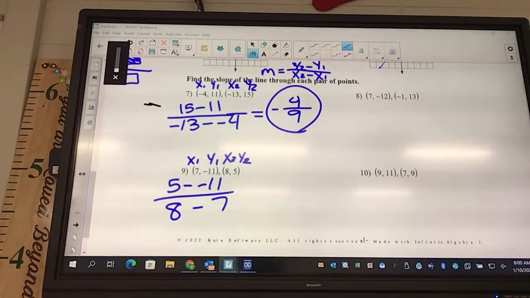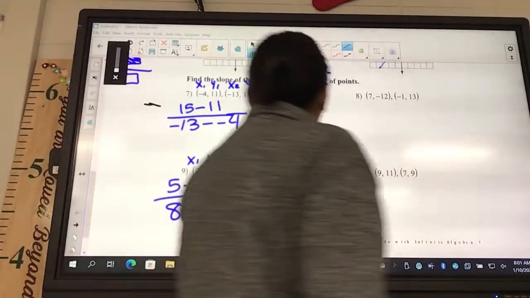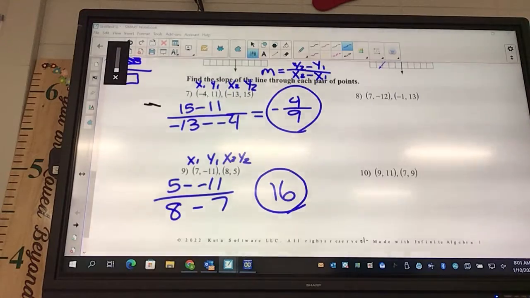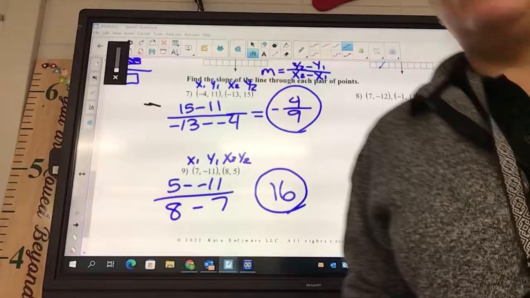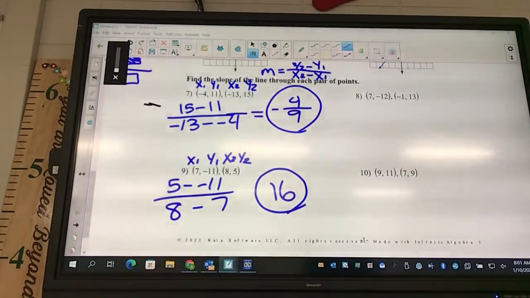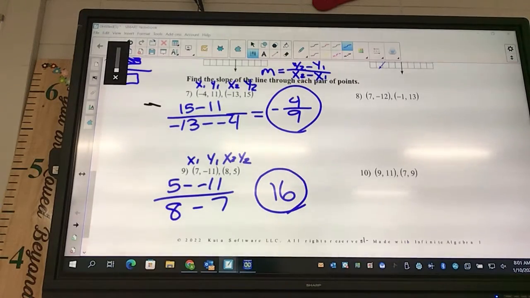Okay, type that in your calculator, see what you get. What'd you get? 16? Positive 16? Somebody agree? Yes? No? Yes. Okay. Contrary to your guys' belief, teachers do not have all the answers memorized. So I always ask you so we can get a general agreement. I'll write whatever you tell me on there. I don't have all the answers memorized.